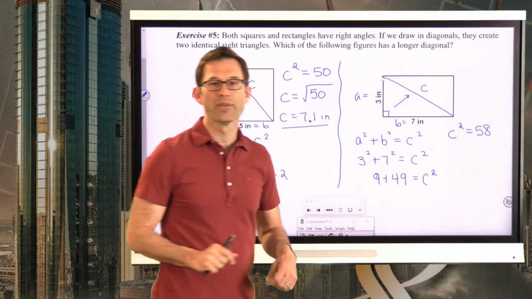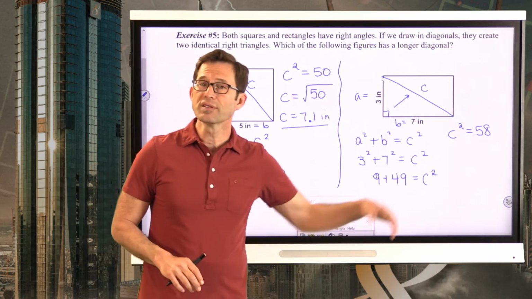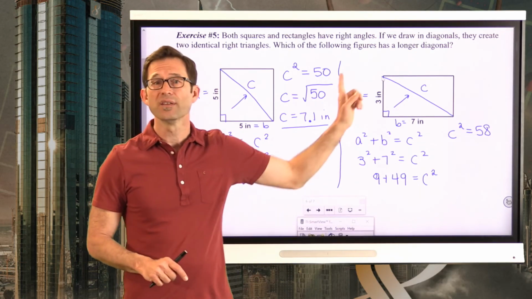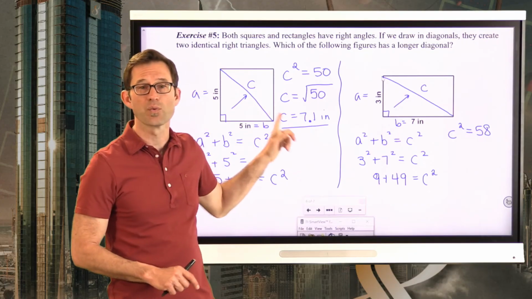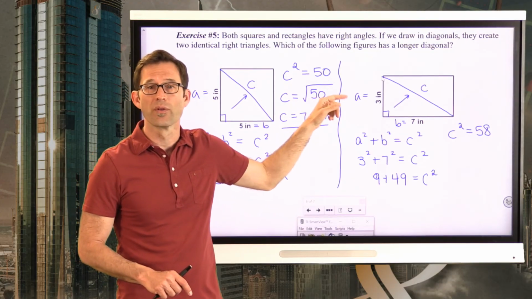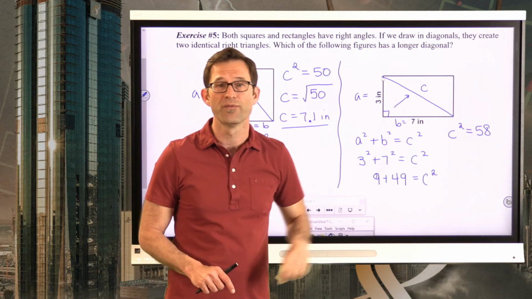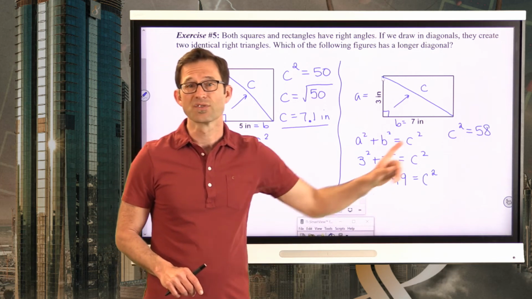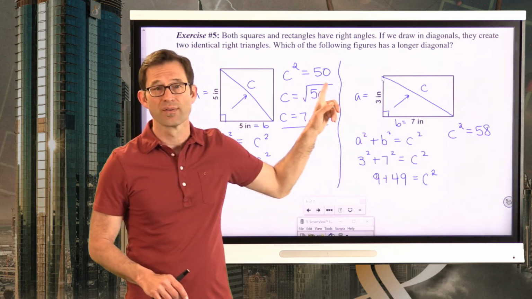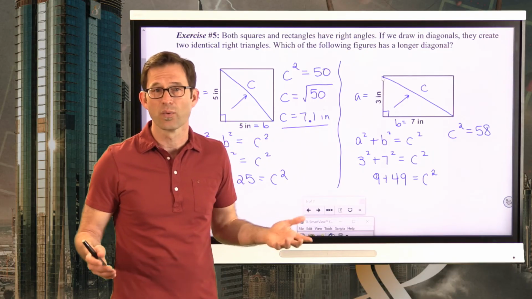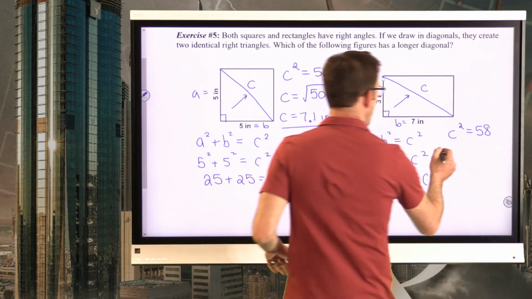Now, we'll finish this off in just a moment, but strangely enough, this is enough to really tell us that this diagonal is going to be longer than this one. You see, here C squared was equal to 50, and here C squared is equal to 58. The plain fact is if I take the square root of 58, that's going to be larger than the square root of 50, just by default. That's the way square roots work. But let's finish it off, right?